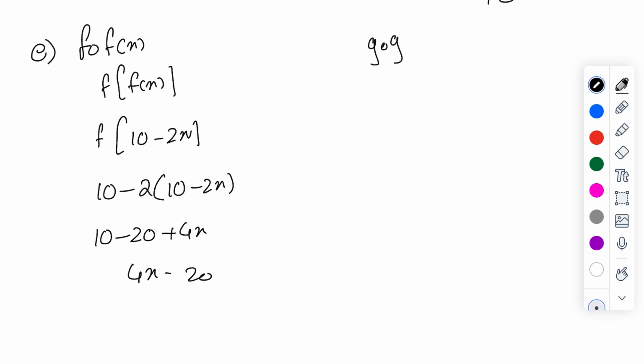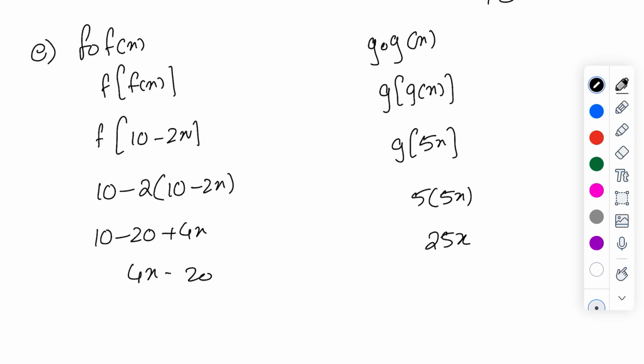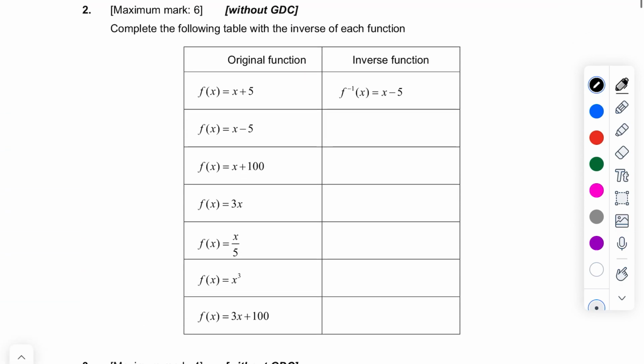G circle g of x. G of x, so g of 5x. Then 5 times 5x, which is going to be 25x. That's question number 1. Coming to question number 2, find f inverse.